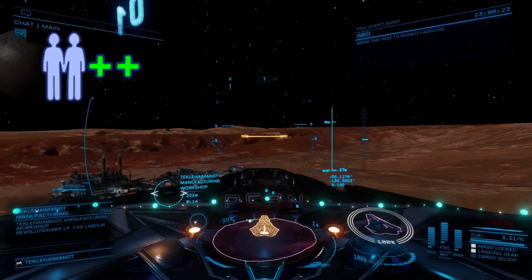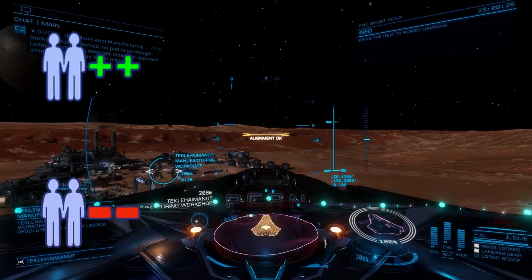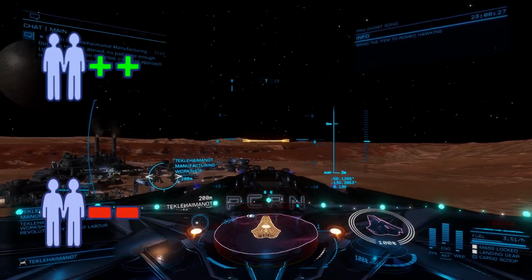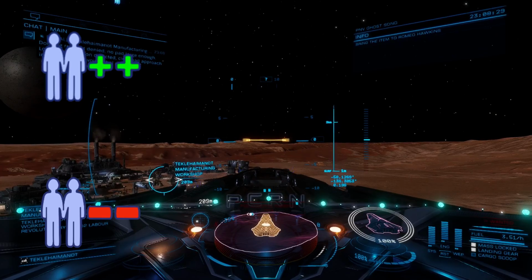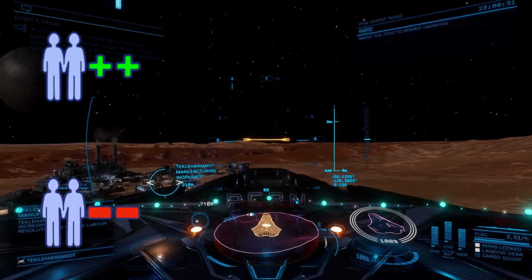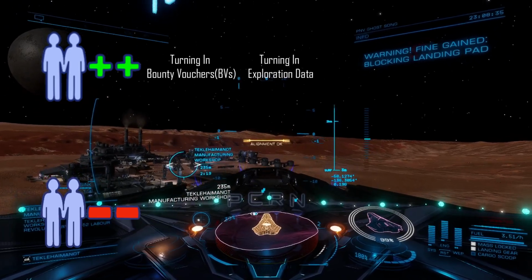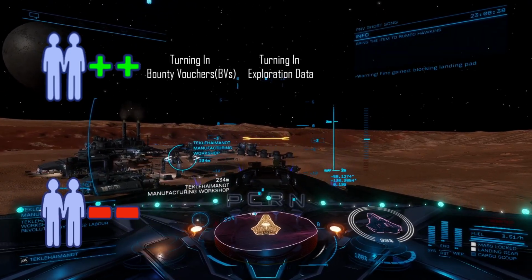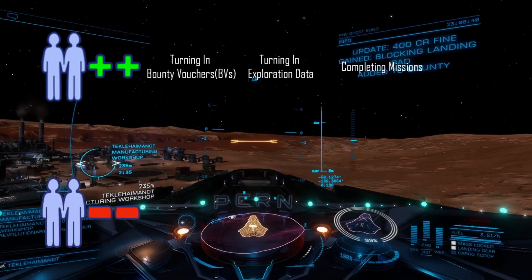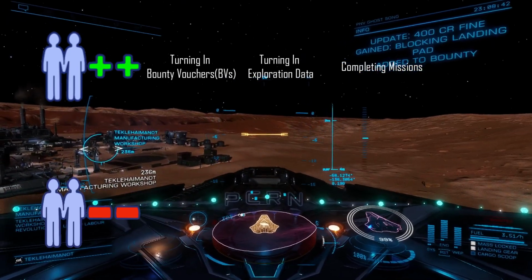There's positive interactions and negative interactions. So positive interactions are things that have an increased influence on the system. So things like turning in bounty vouchers, turning in exploration data, completing missions, stuff like that will increase the influence of whatever faction you did it with.